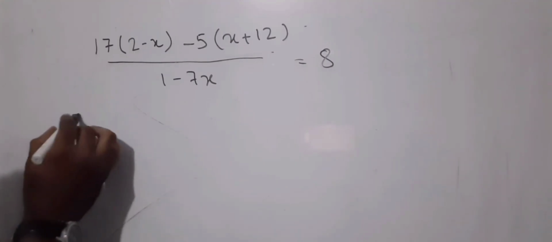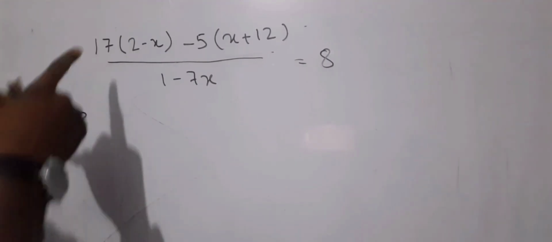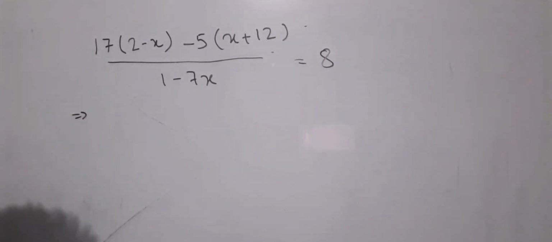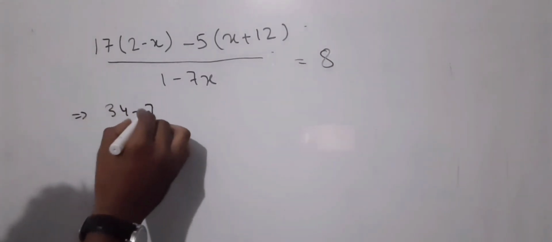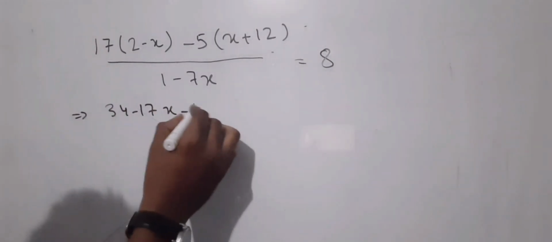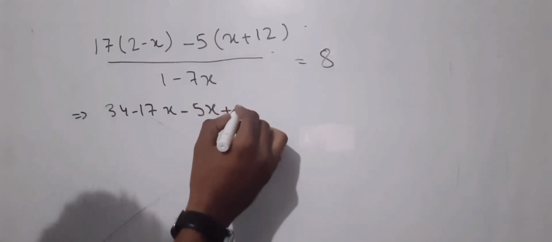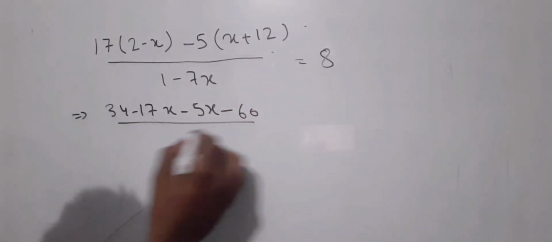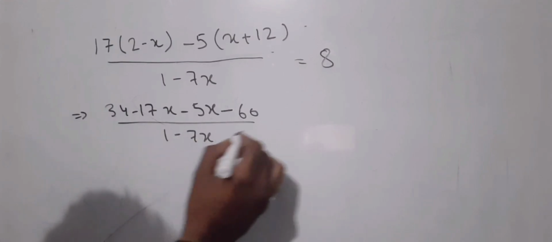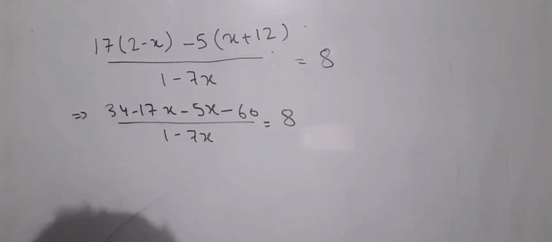Okay, so what to do? 17 is there, so this one we are familiar with. What do you have to do? So 34 minus 17x minus 5x plus minus 60 by 1 minus 7x equal to 8. Clear? Yes, it's very clear.